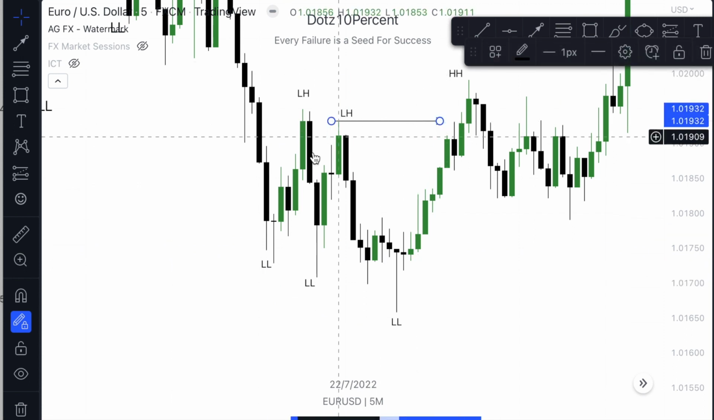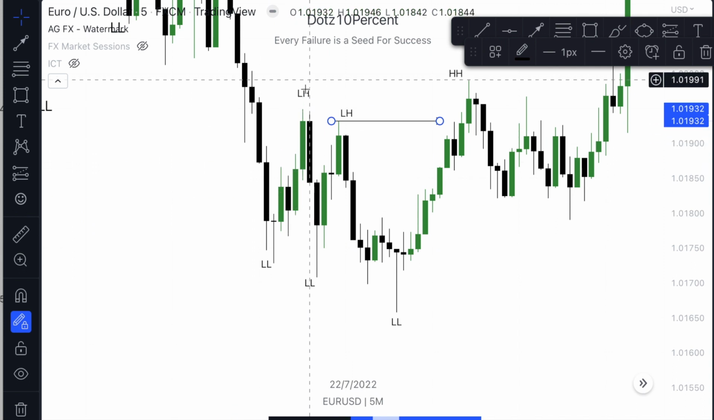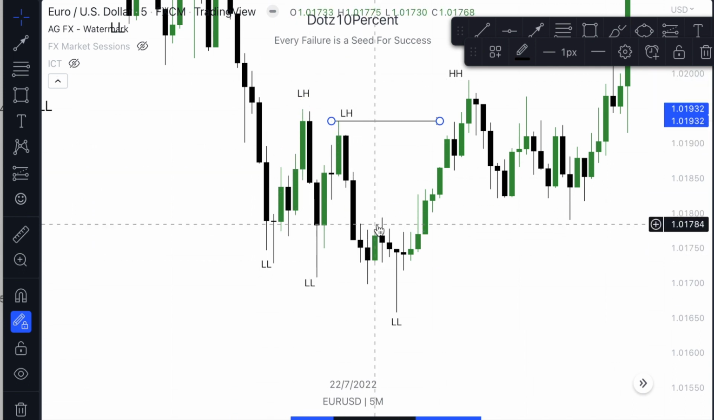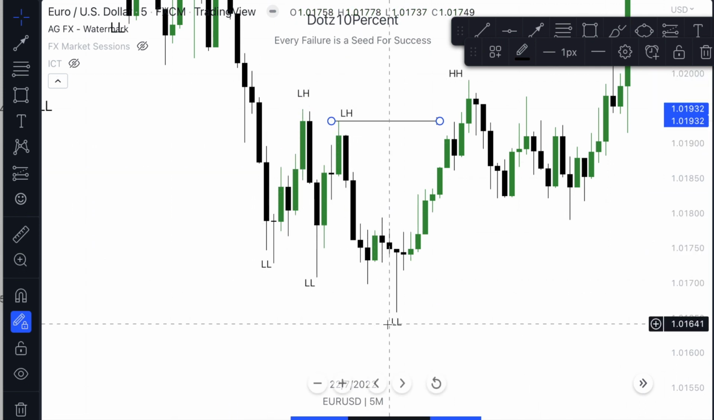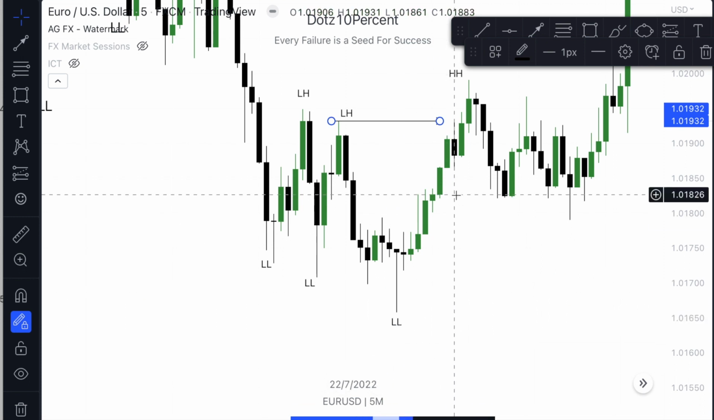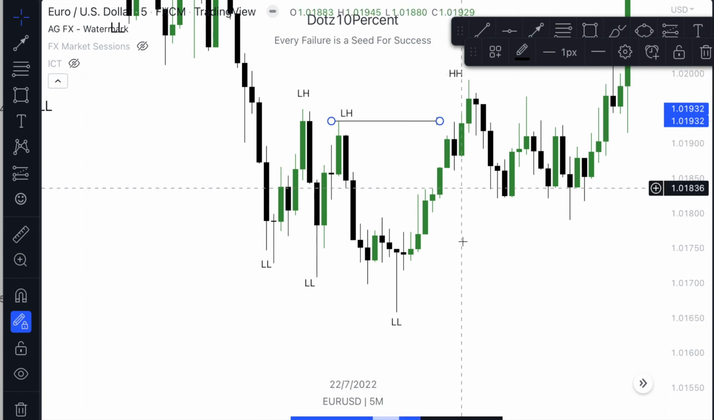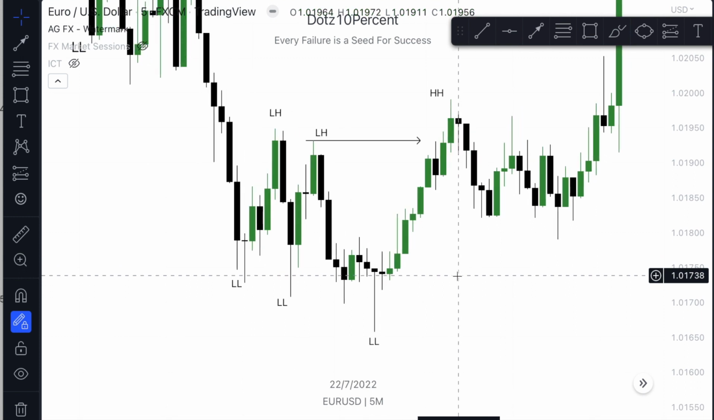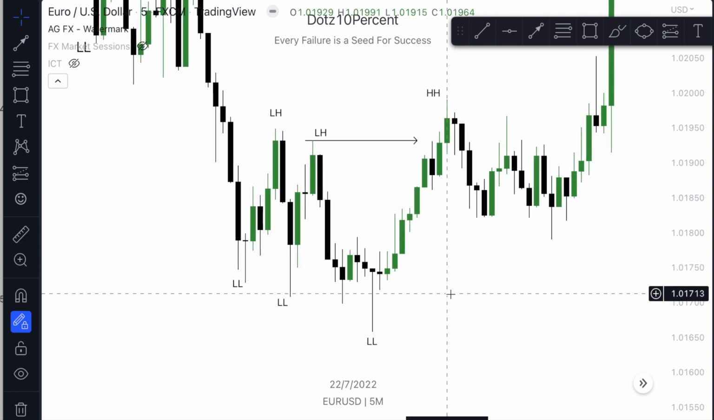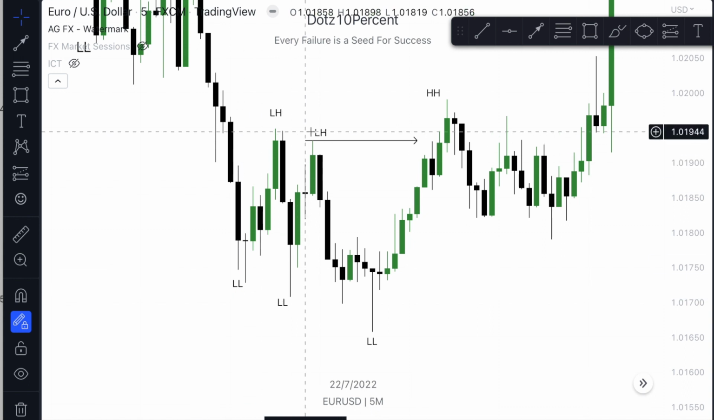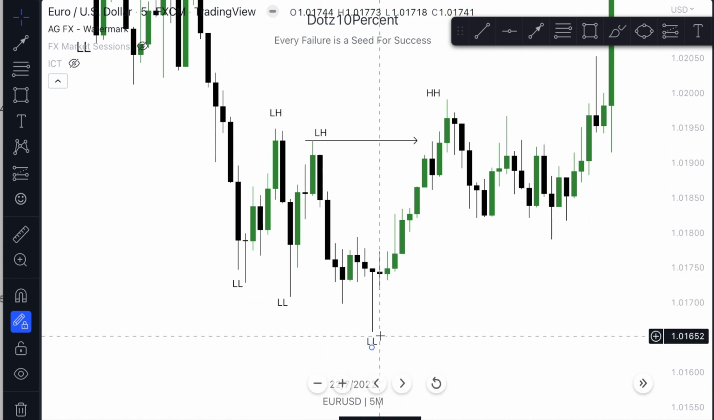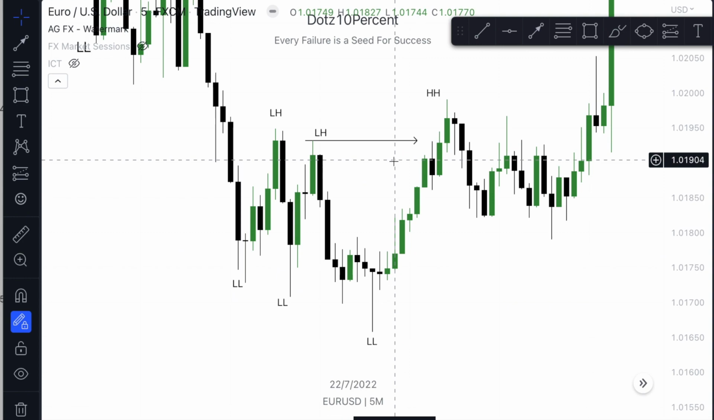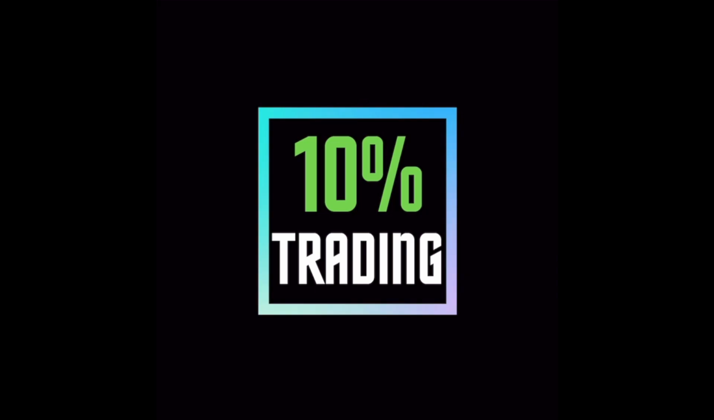Why is this the market structure shift? We have lower low, lower high, lower low, lower high, lower low, lower high, another lower low, and then after this lower low, what do we do? We create a higher high. So now again, we've had a market structure shift, and this is a bullish example. Instead of concentrating on exactly what this pattern looks like, as I showed in the PowerPoint, I want you guys to be able to identify your lower lows, your lower highs, and so forth, and see what price is doing to create these market structure shifts.